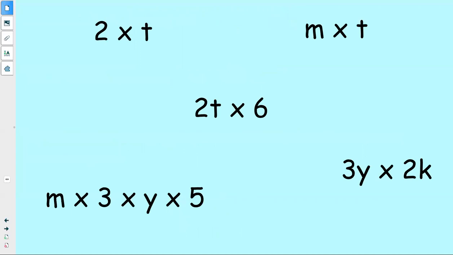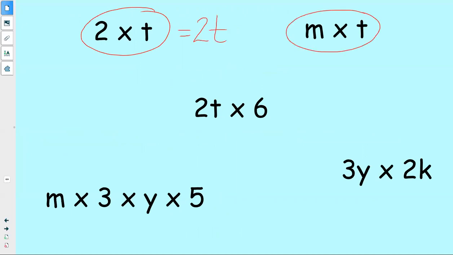Okay, these ones here. So start with this one here. 2 multiplied by T is 2T. M multiplied by T is MT, or you can write TM. Doesn't matter. Think about multiplying numbers. If you did 2 times 3, which is 6, that's the same as 3 times 2, which is still 6. So it doesn't really matter the order of these ones here.